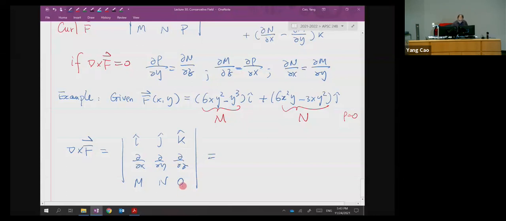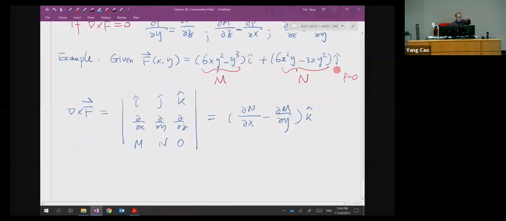Because this element is 0, you actually end up with a very simple result. Basically, you end up with just the k component. If P is 0, you don't have the i component or the j component, you only have the k component. They're only a vector pointing in the z-axis direction. So now let's calculate partial N partial x.